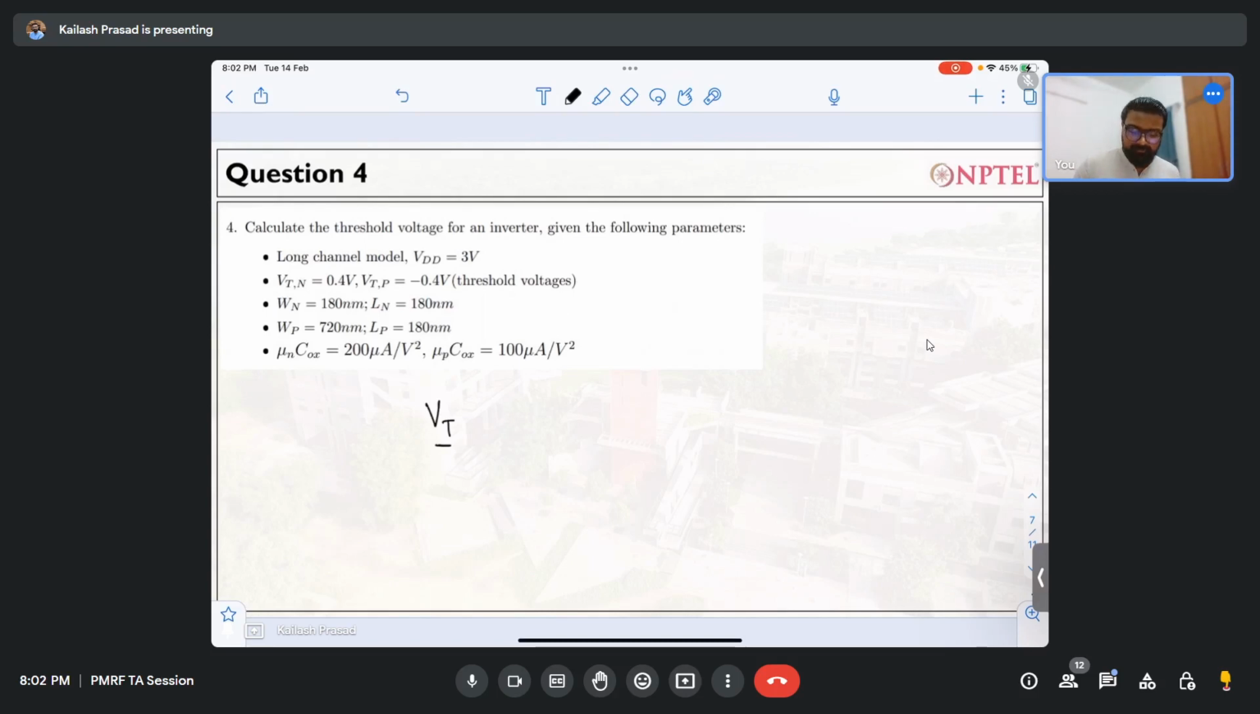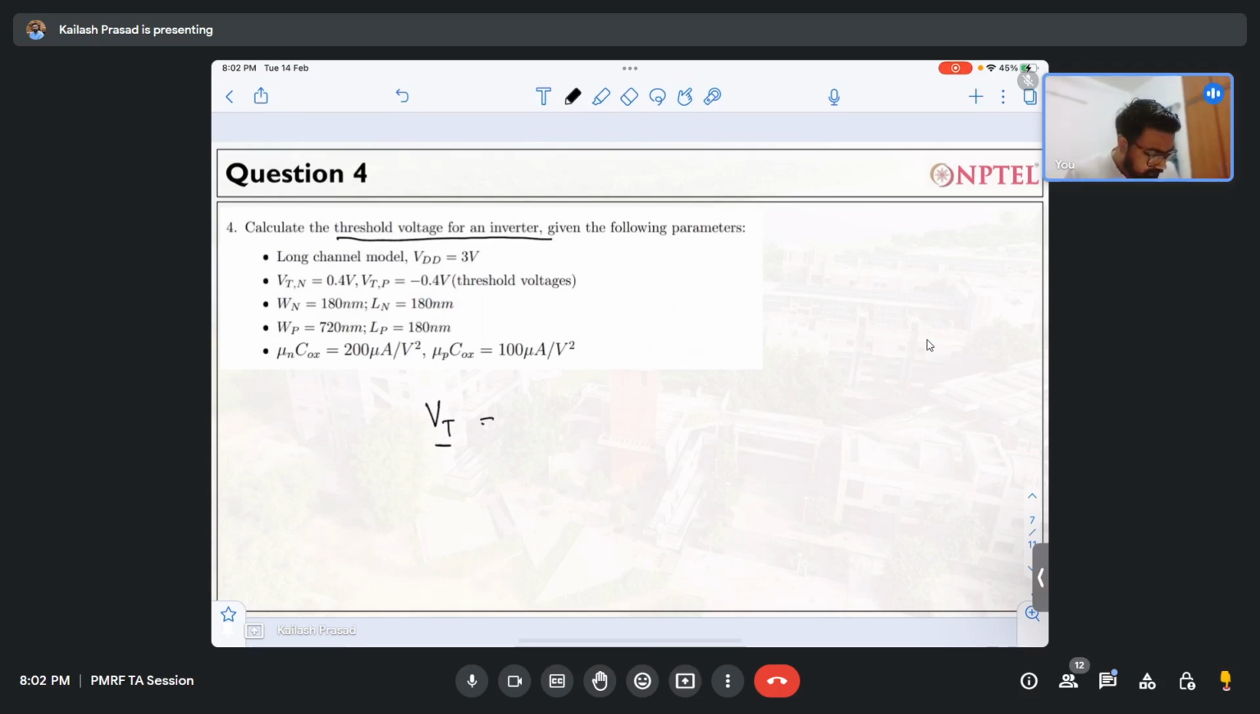Anybody want to tell me what is the formula of V threshold, VT? This is the threshold voltage of the inverter. I think in class sir has taught this. Anybody remembers?